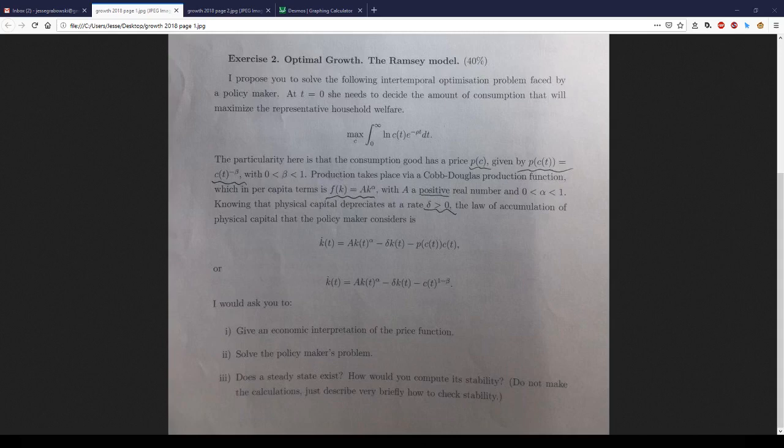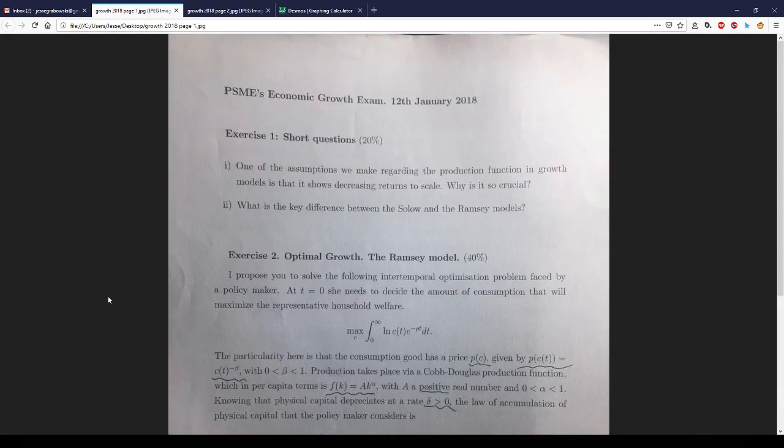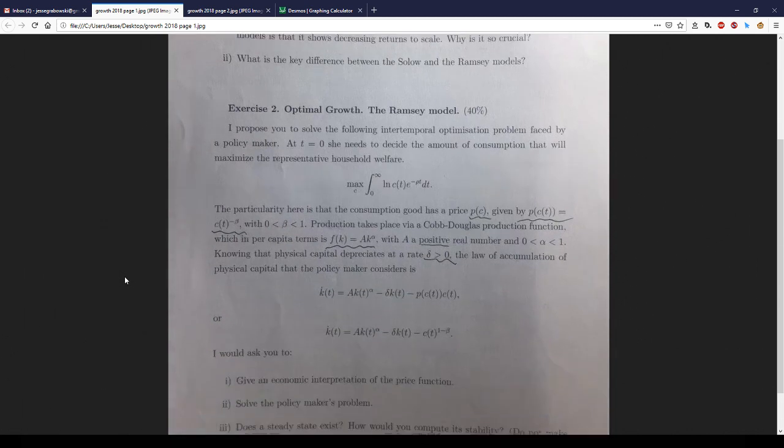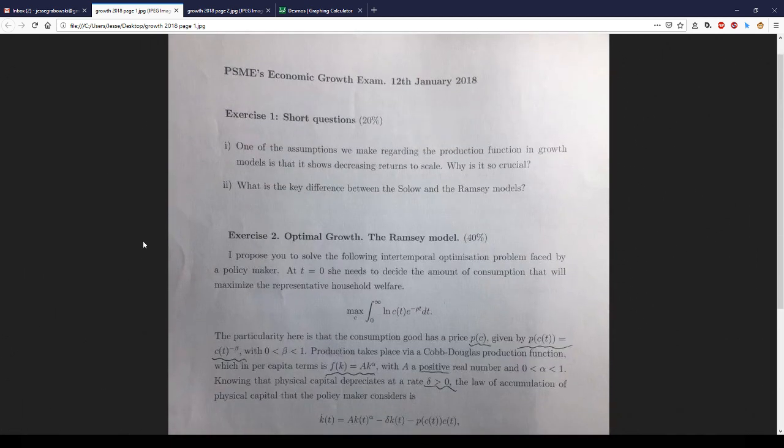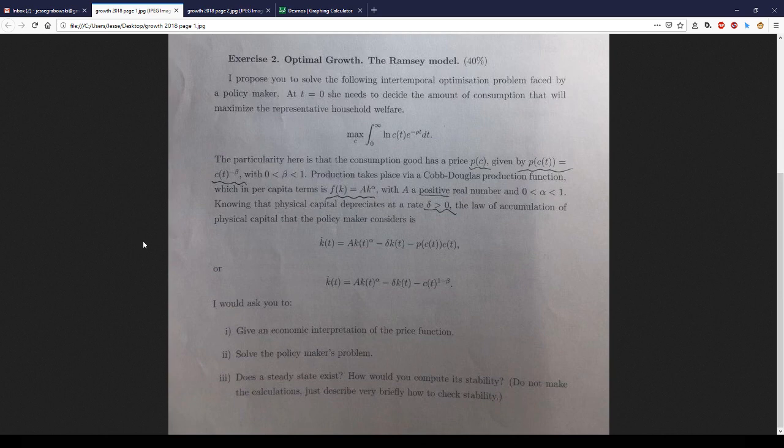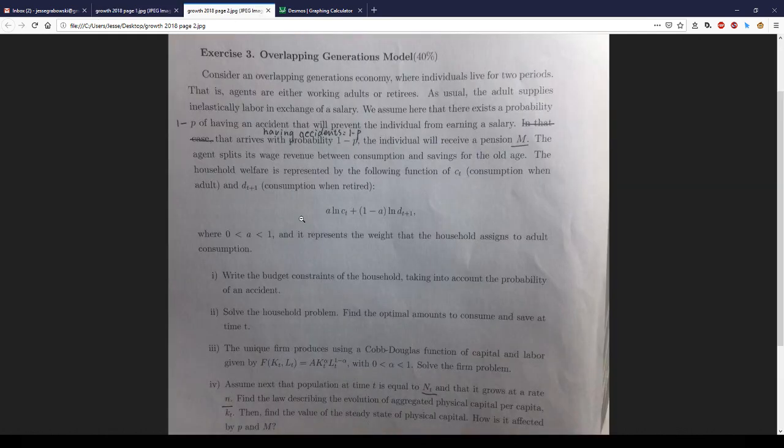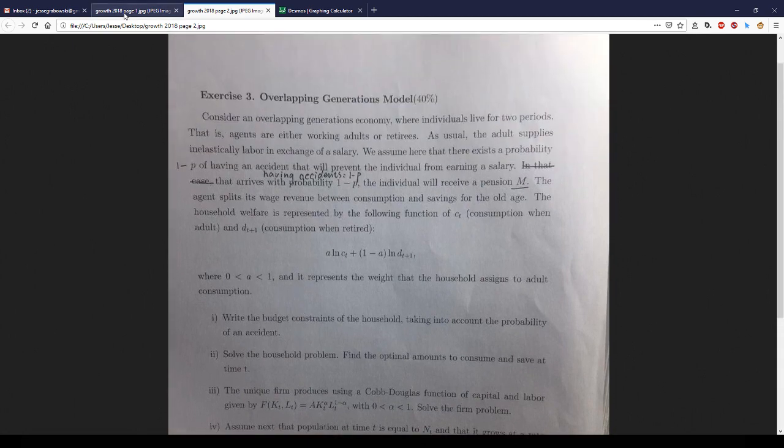Hey guys, if you check the email, I've attached the 2018 growth exam. So there's two short answer questions in the Ramsey model. Let's do the Ramsey model. And then we'll also do, on page 2, there is an OLG model. So we'll solve them both.